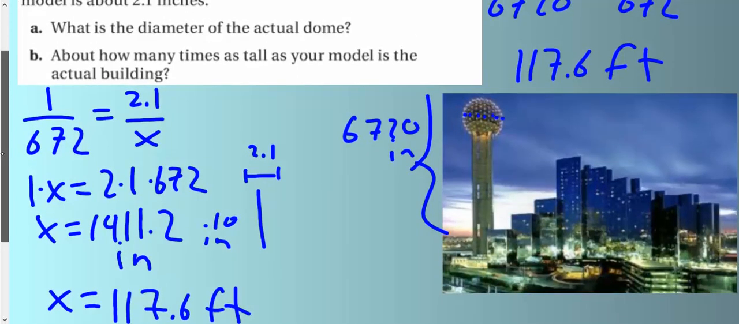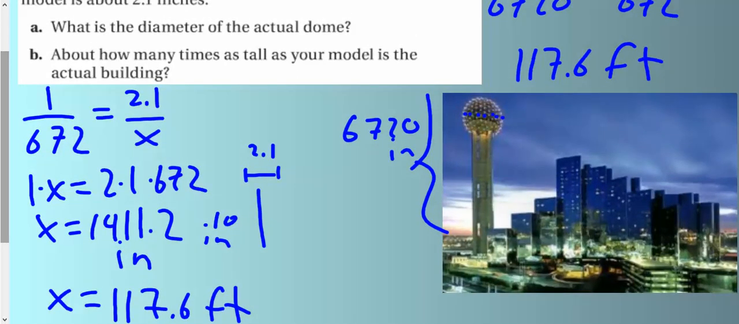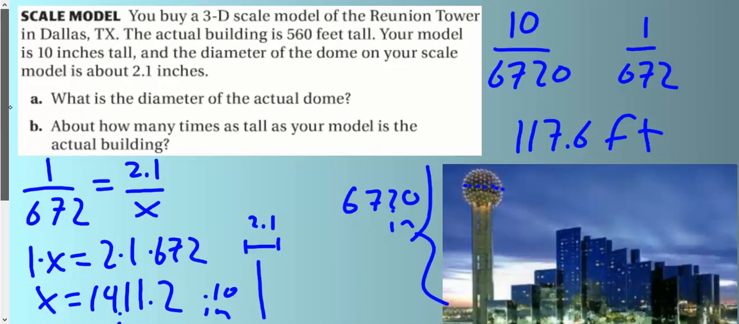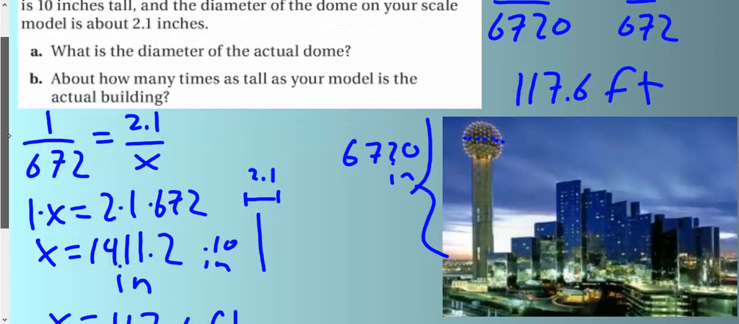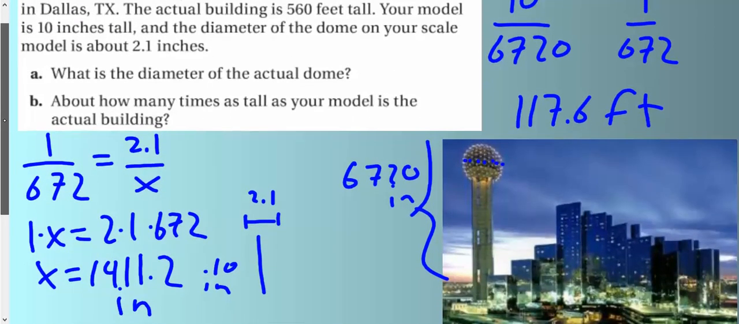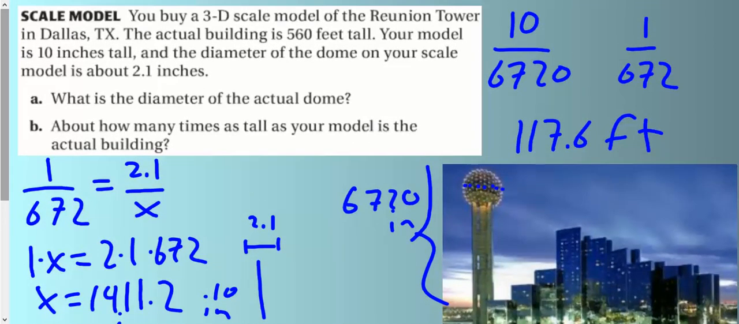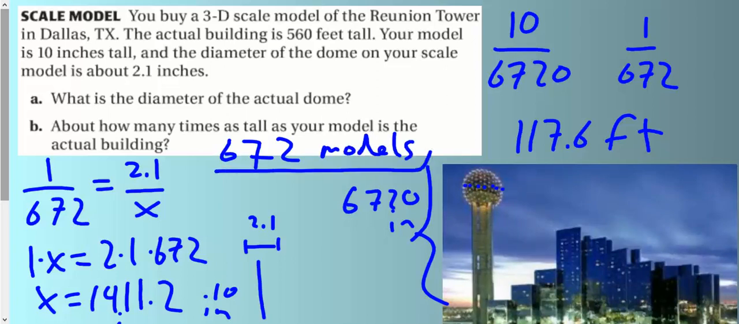All right, and then about how many times as tall as your model is the actual building? Well, this is just a simple division question. It says that we have 10 inches for the model and 6,720 inches for the actual building. We already did that, we just divided that before. That's part B: 672 models. So I have to stack up 672 models to get to the height of this actual structure in Texas.